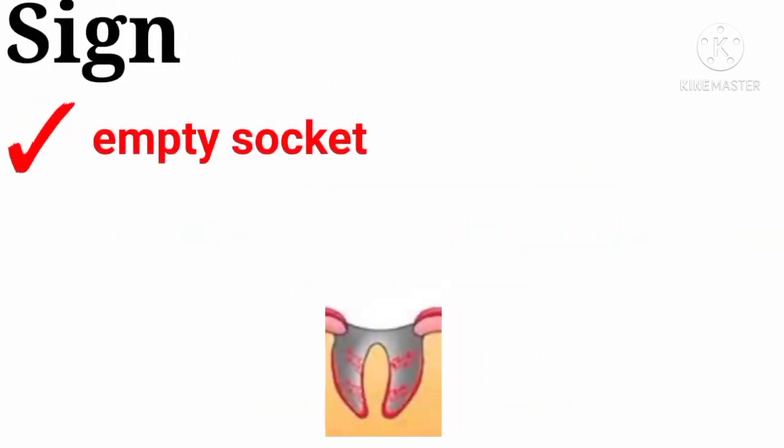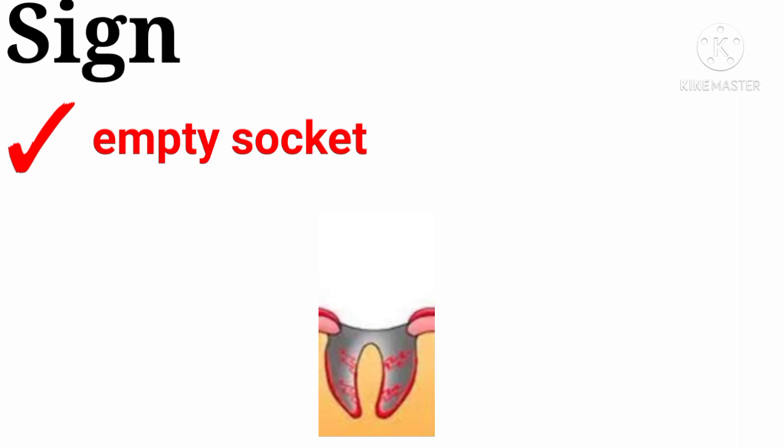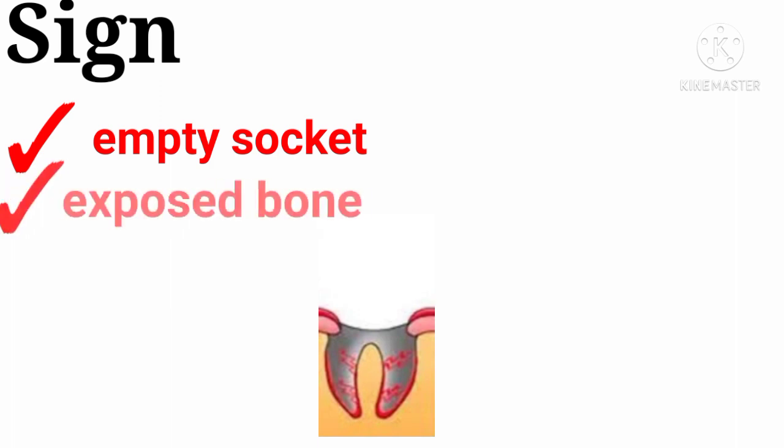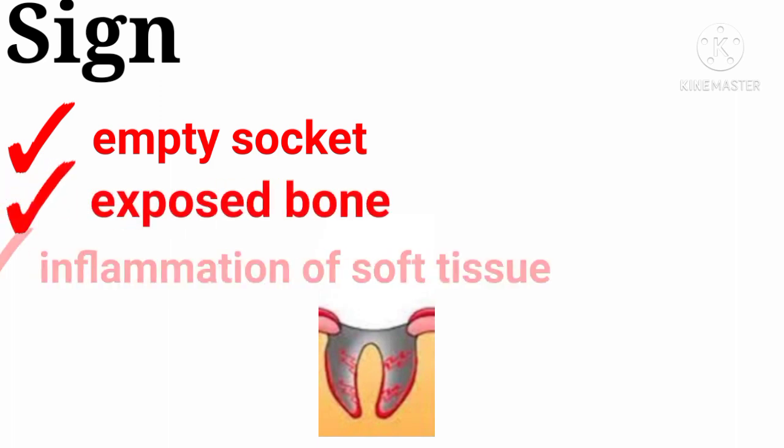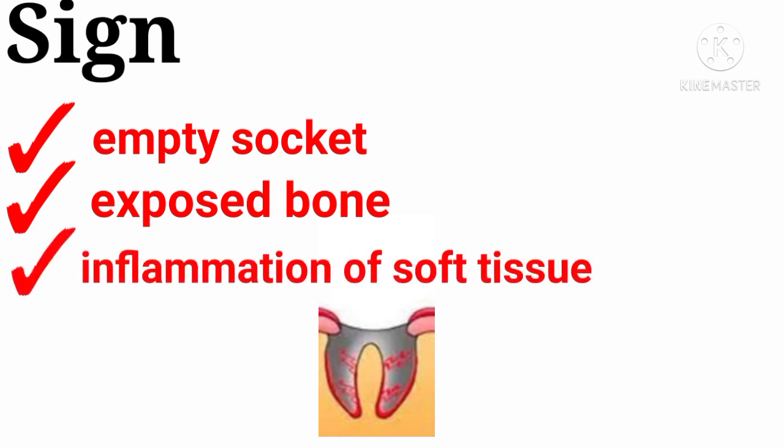Signs present as an empty socket that partially or totally lacks a blood clot, exposed bone that is visible and sensitive to touch, inflammation of the soft tissue around, and food debris trapped in the socket.